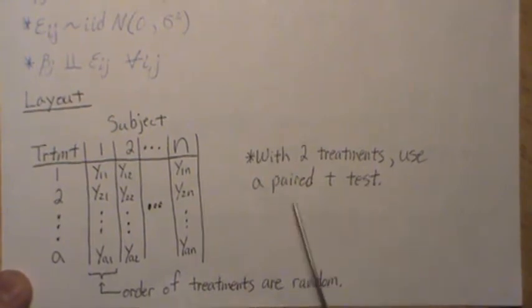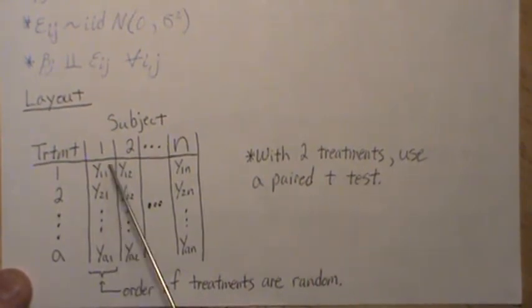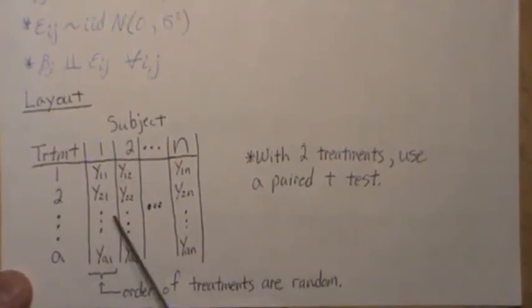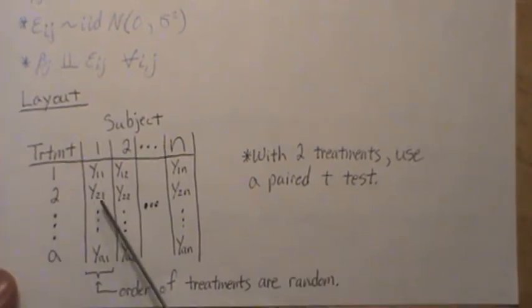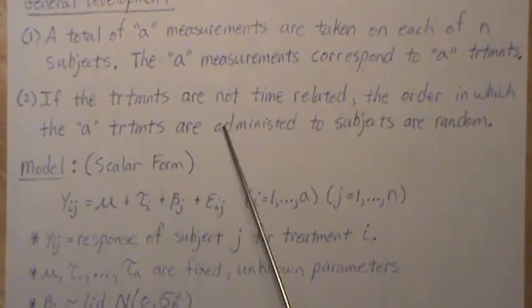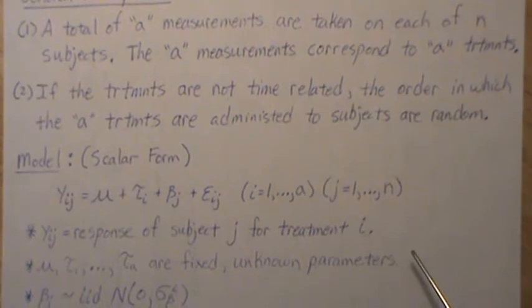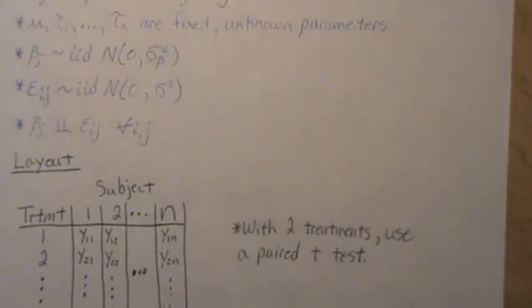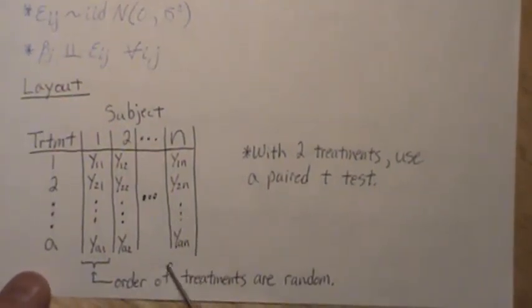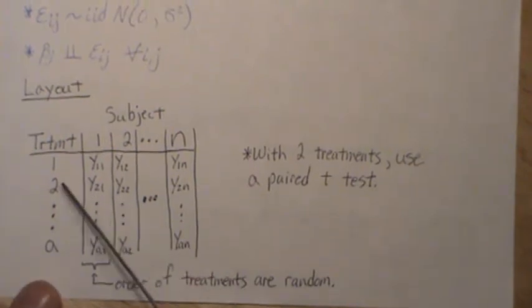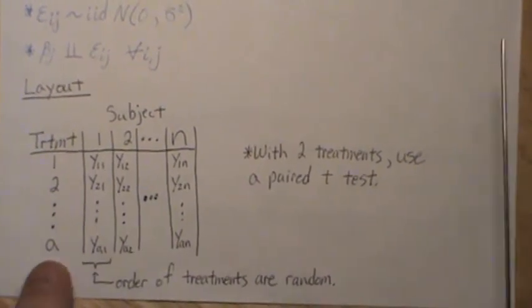Now, with two treatments, we use a paired t-test. So sometimes the treatments are before and after. And so you might ask, well, how do you randomize before and after treatment? Because before always has to come first. And that's what I meant by this piece here. So if the treatments are not time related, see, before and after is time related, so you can't randomize within that. So if they're not time related, then you randomize it. And again, if it were two treatments, then we can use a paired t-test, or this same procedure. It doesn't have to be a paired t-test, where you take the difference.